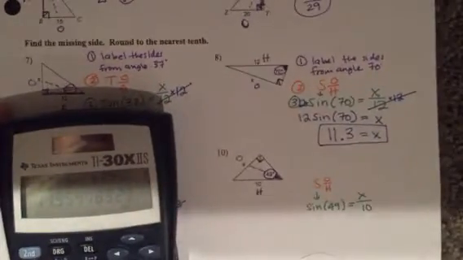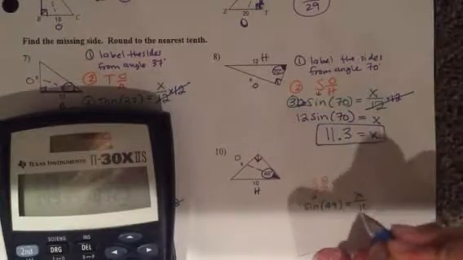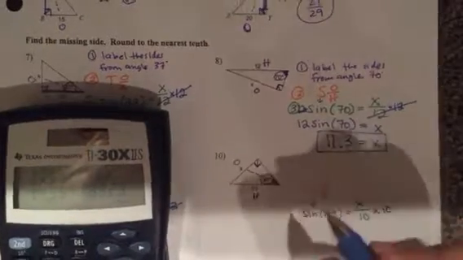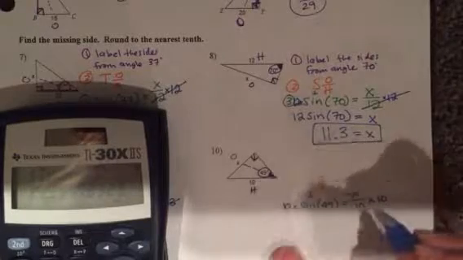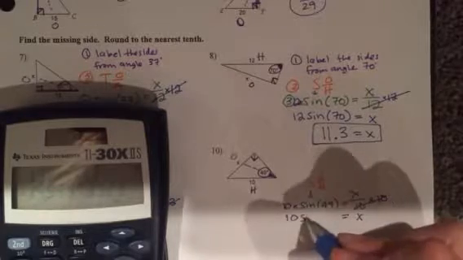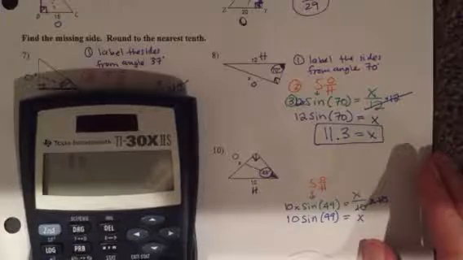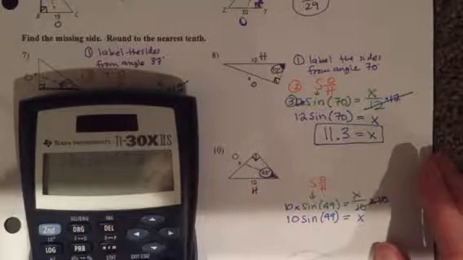To get rid of the denominator, I need to multiply the number on the bottom, multiply by 10, those cancel out, x equals 10 sine of 49. 10 sine of 49 equals 7.5. Because this is a 4, we don't have to round the 5 up to a 6. It just stays 7.5.